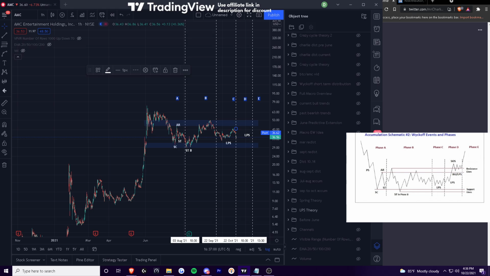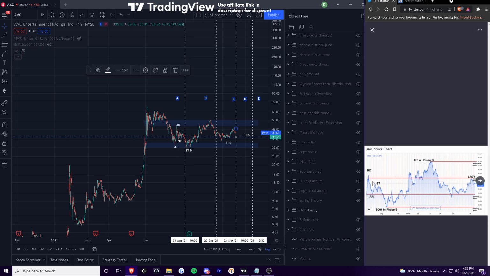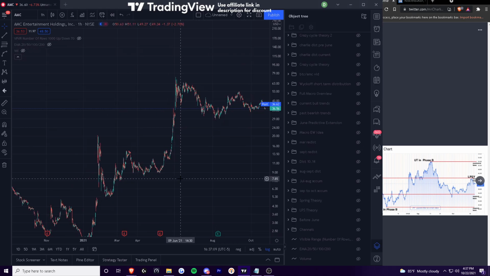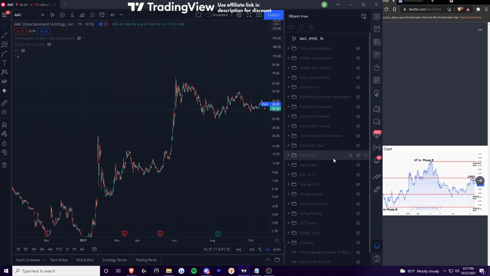Bring his schematic back up here. And then what I want to do is compare it to the previous run, because I know that cycle theory is certainly something to be paid attention to. And look, I'll show you a couple of crazy ones that I came up with here.